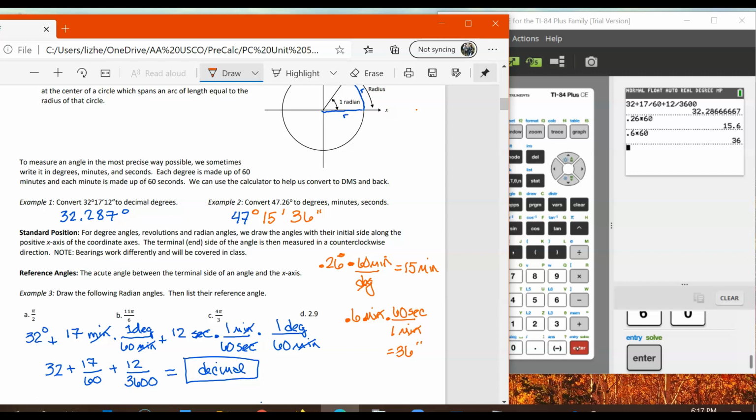And notice how it's marked. This is degrees, this is minutes, the 1 dash, the 2 dashes is seconds. So there you go. All right, I'm going to erase that.